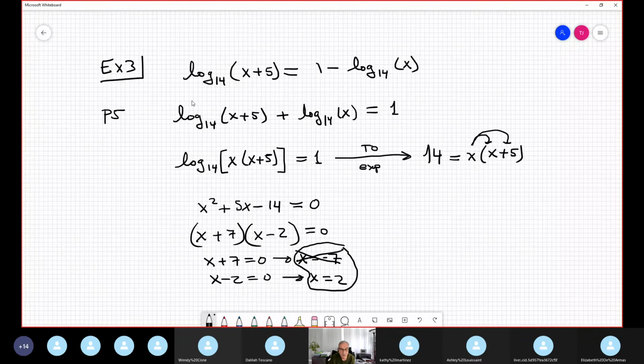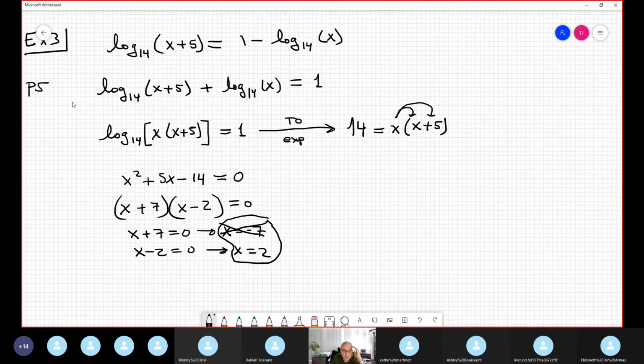But I need to prove somehow that 2 works. So this is the substitution: replace logarithm base 14 of 2 plus 5 should be equal to 1 minus logarithm base 14 of 2. I need to prove using our skills that this statement is true or false. Well, first of all, 2 plus 5 is 7.